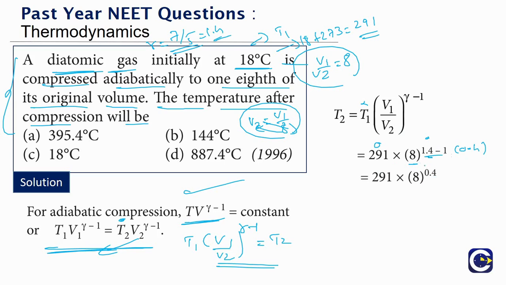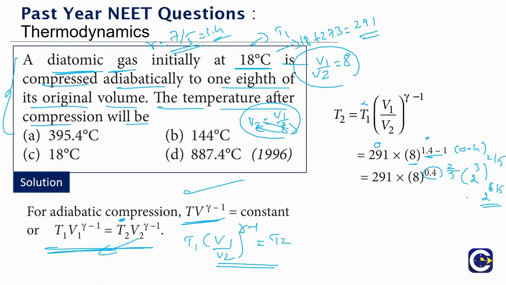Look at this. What we'll have is 291 into 8 to the power 0.4. Here 0.4 can be written as 2 by 5. So 8 to the power 2 by 5, and 8 can be written as 2 cube. So what we'll be having totally is 2 to the power of 3, whole power 2 by 5. That is 2 to the power of 6 by 5.